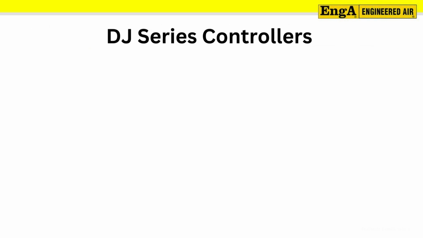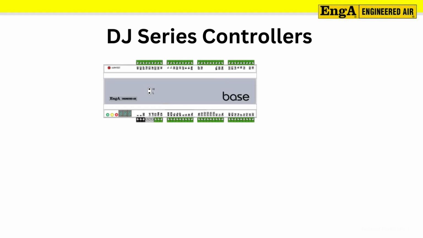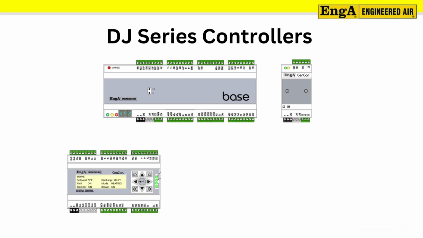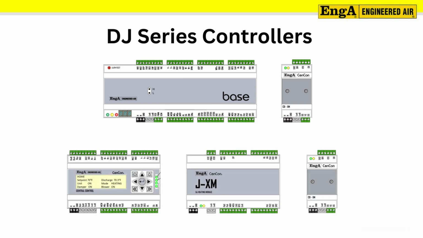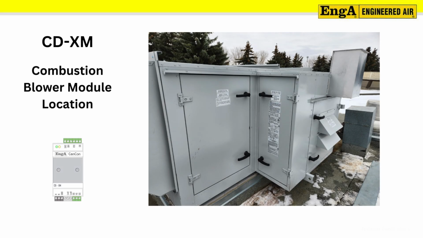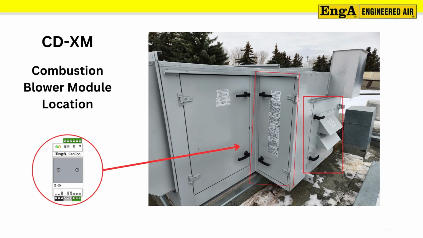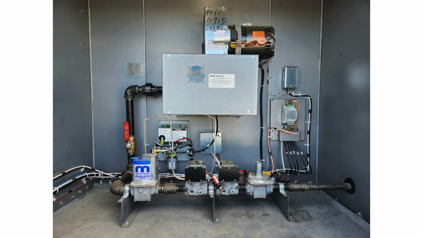On the DJ series equipment, you will see either the base controller accompanied by a CDXM expansion module, or the CenCon controller accompanied by the JXM and CDXM expansion modules. The CDXM can be located either in the control cabinet or within an enclosure in the burner cabinet. This module is responsible for modulating the combustion blower. Inside the burner cabinet is where the gas and combustion components are located.